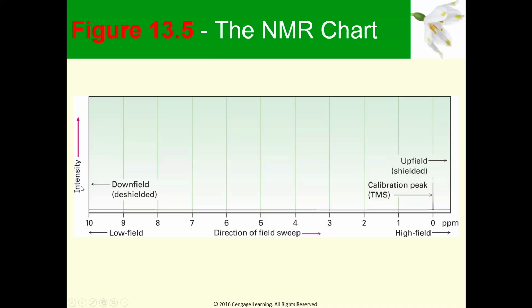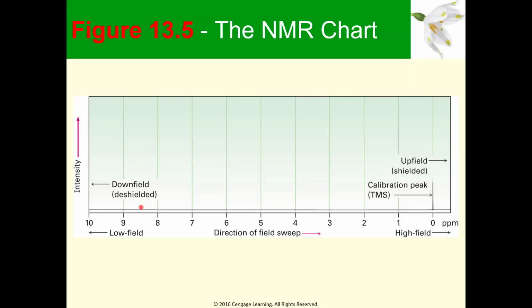But the higher numbers on the chart are what we call downfield or deshielded. Okay, so the higher numbers have several terms associated with it. We call it downfield, or we call it low field. But the other thing that's important to know is that those are the signals that are from deshielded hydrogens. Now, what we mean by deshielded is that the electron cloud around that hydrogen has been kind of pulled away from the hydrogen because there's an electron withdrawing functional group nearby or an electronegative atom nearby. So because of that, it pulls those electrons away from the hydrogen, which were shielding that hydrogen's nucleus. So therefore, we say it's deshielded.